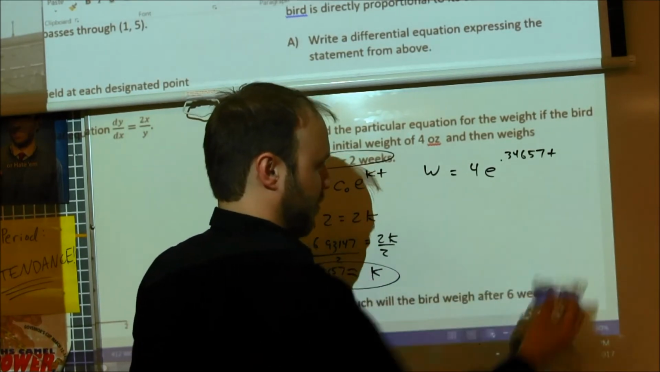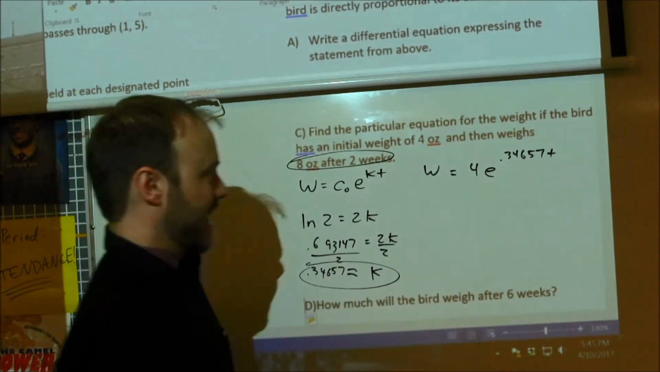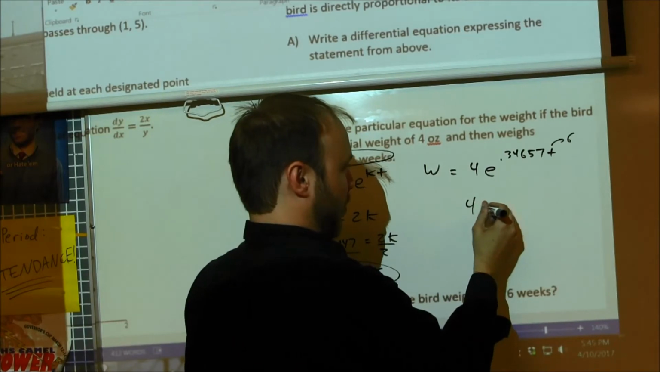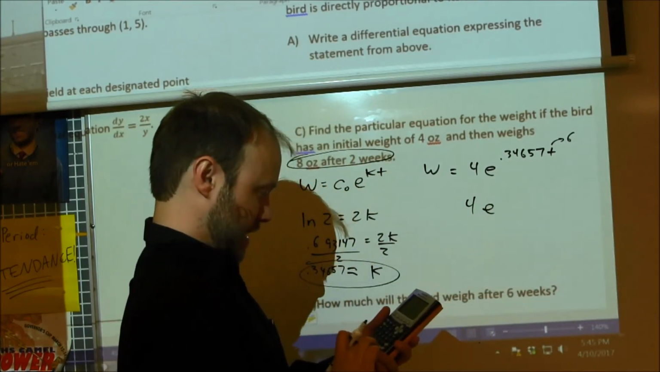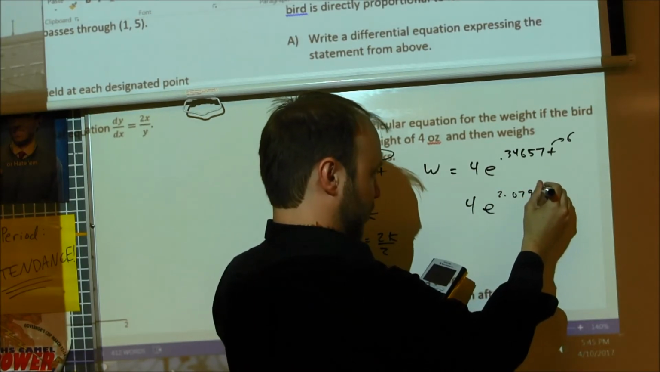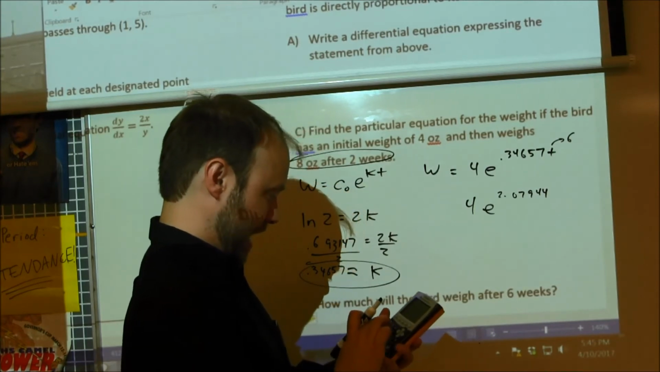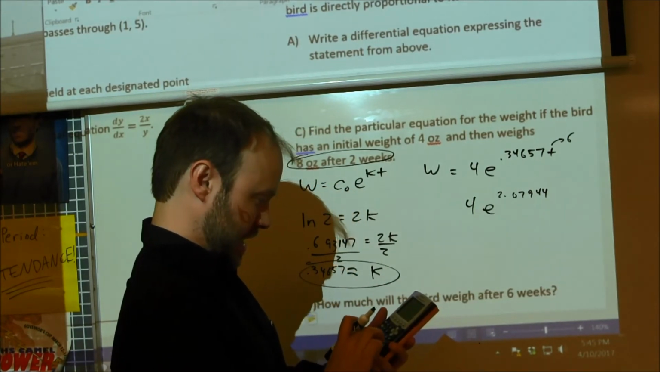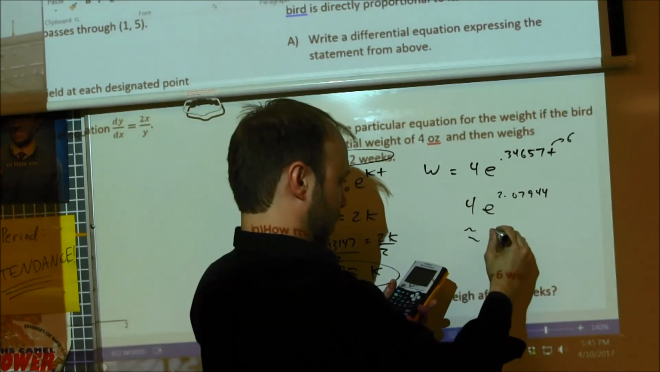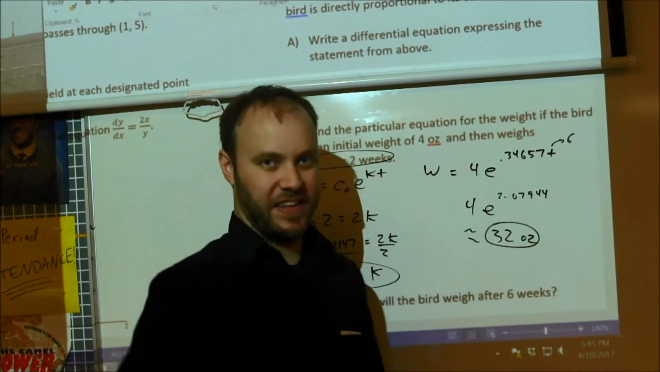And so the last part of the problem asks me how much will the bird weigh after 6 weeks. Should just be able to substitute 6 in there and find an answer. So that's going to be 4 times e to the, multiply that by 6, that's about 2.07944 power. Again, if you leave it in your calculator, you'll get a little more accurate answer. And let's see, if I do that, I end up with approximately, oh, it's almost exactly 32 ounces as my final answer.